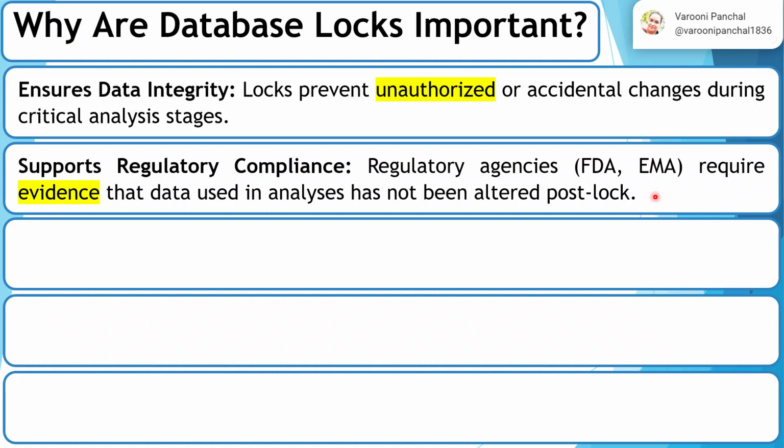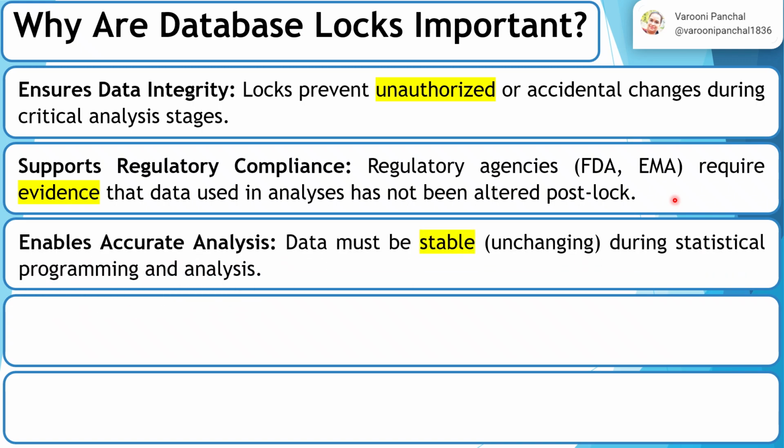Now if the data, which is evidence as per the FDA and the EMA agencies, is being manipulated by someone, then obviously the integrity and the honesty will not be there. So the regulatory agencies require evidence that the data used in analysis has not been altered post lock. Once the hard lock happens on that specific database, there is no way that anybody from the team, not even the sponsor, can make any changes to that specific database.